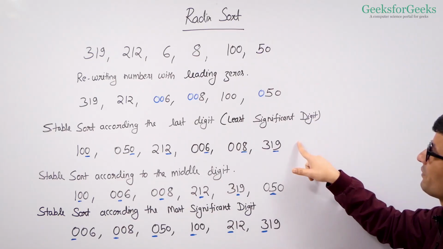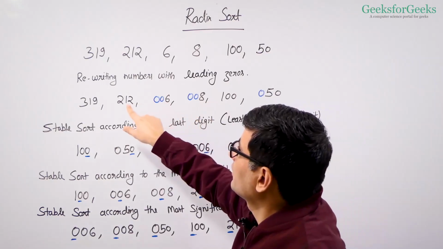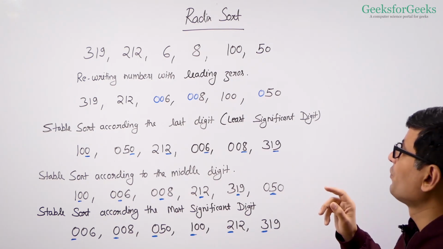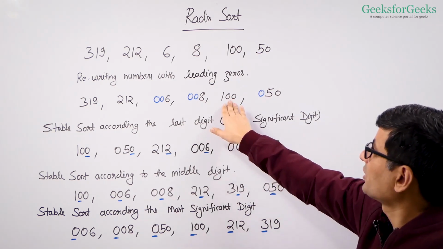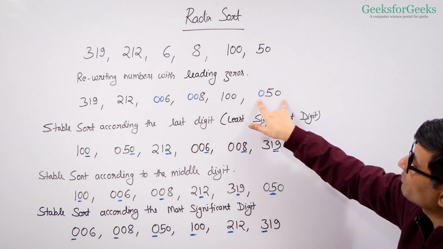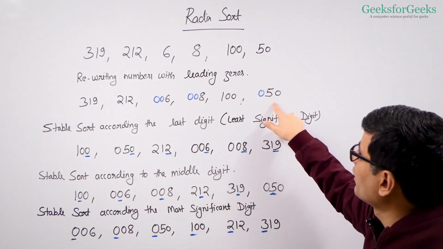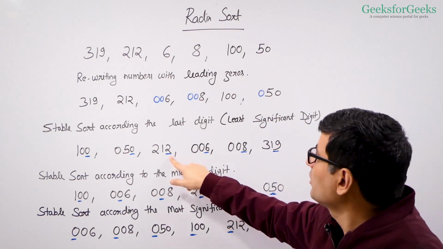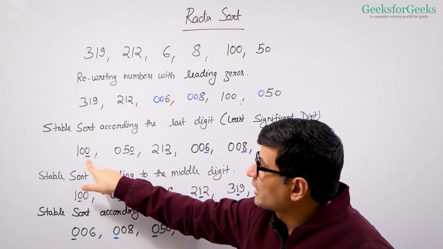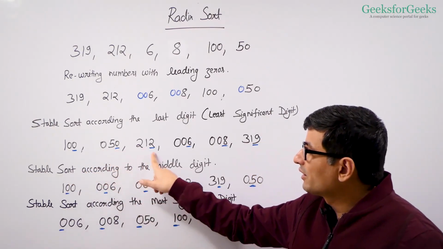So let's see what happens when you run the first pass. What are the last digits? 0, 0, 8, 6, 2, 9. And you want to sort them in a stable way, right? So which number will come first? 100, because it has the smallest digit value and it appears before this number, right? It also has the smallest value, but this appears first. So we write 100 first, then we write 050, and after that 212, then 006, then 008, then 319. You can notice that we have all the numbers now sorted according to the last digit. This has the smallest last digit, then this also has the smallest last digit, then 2, then 6, then 8, then 9.